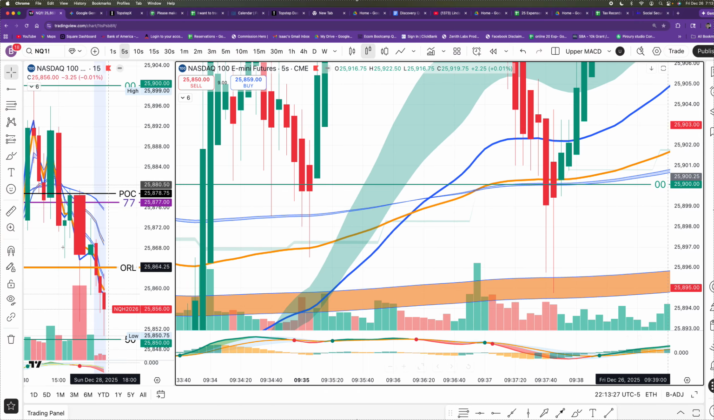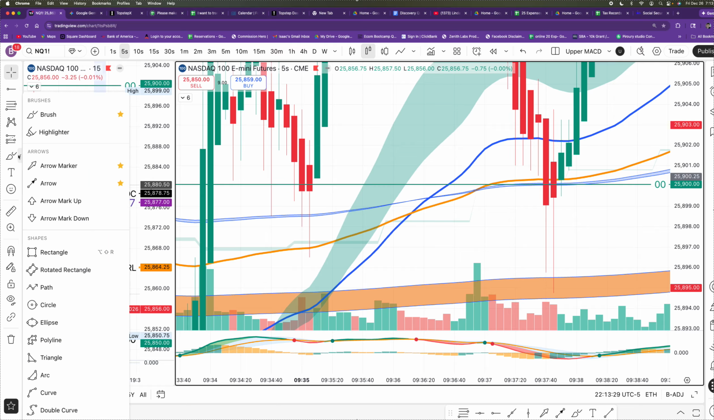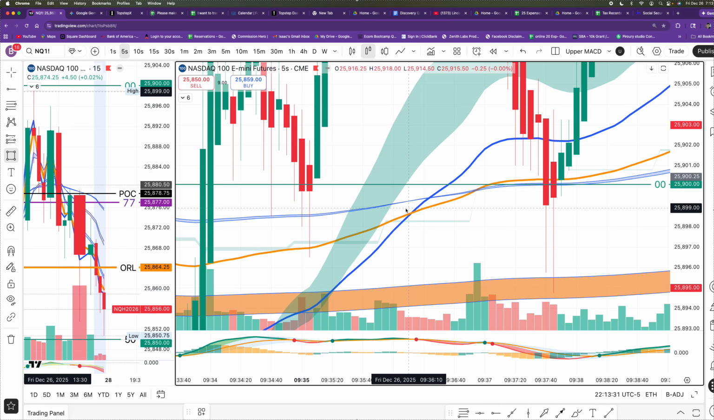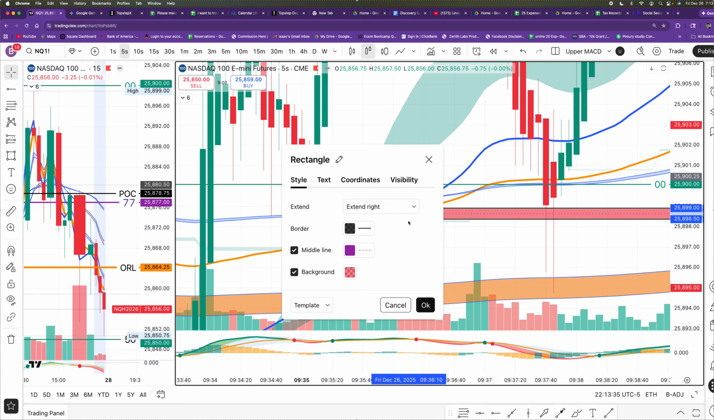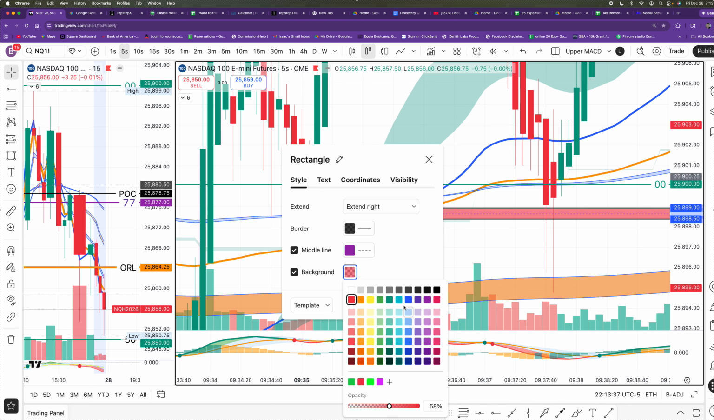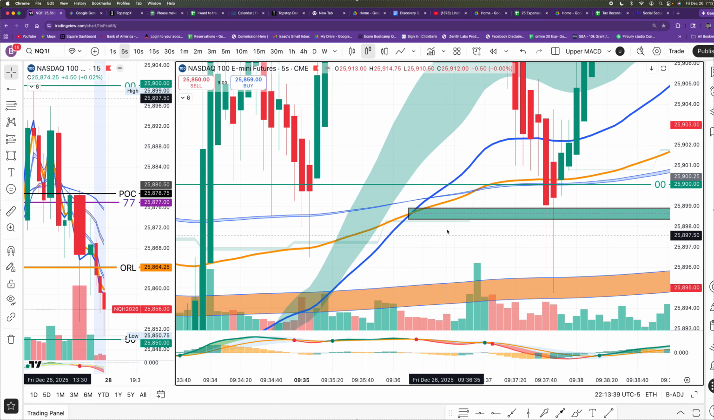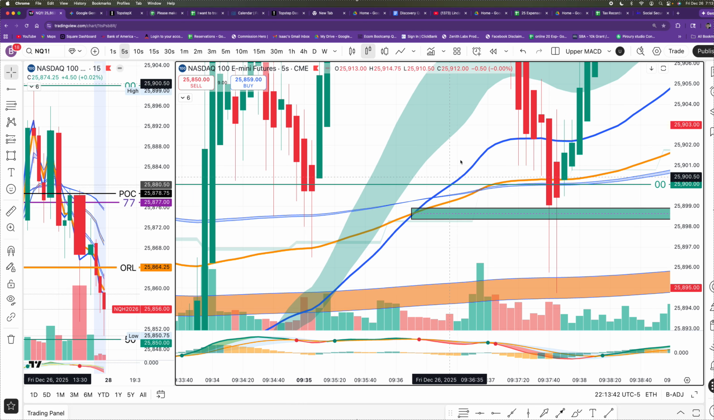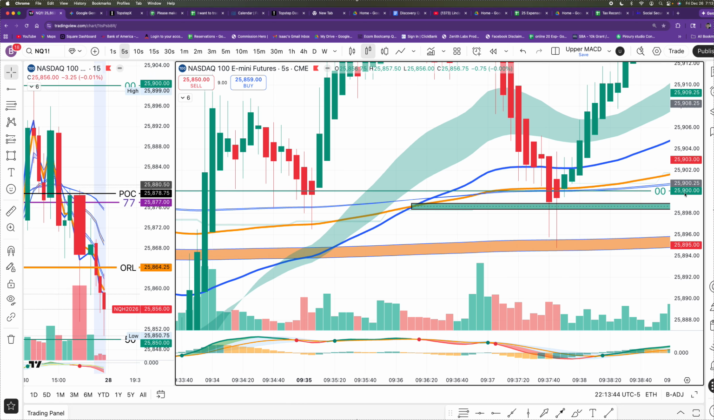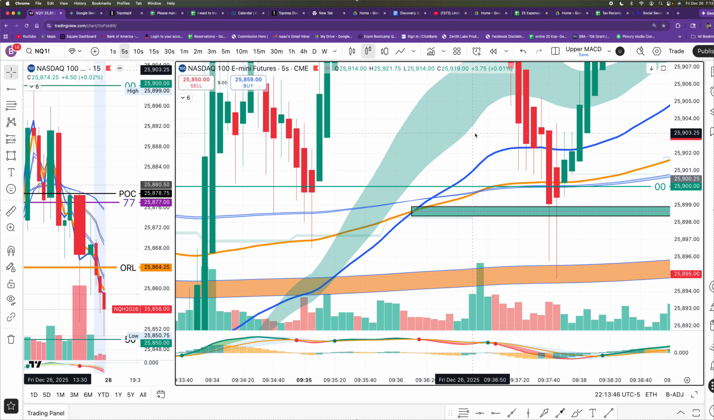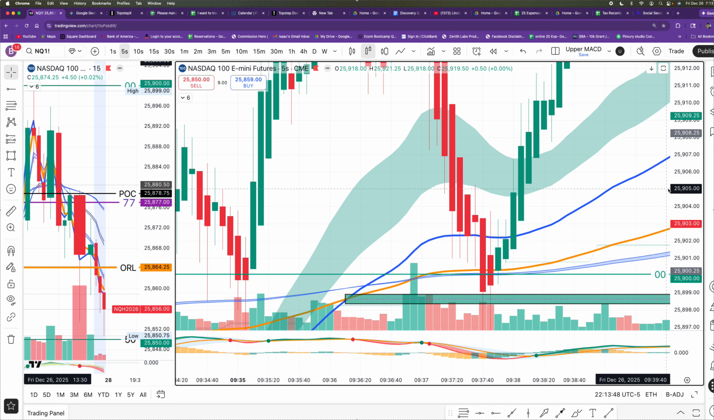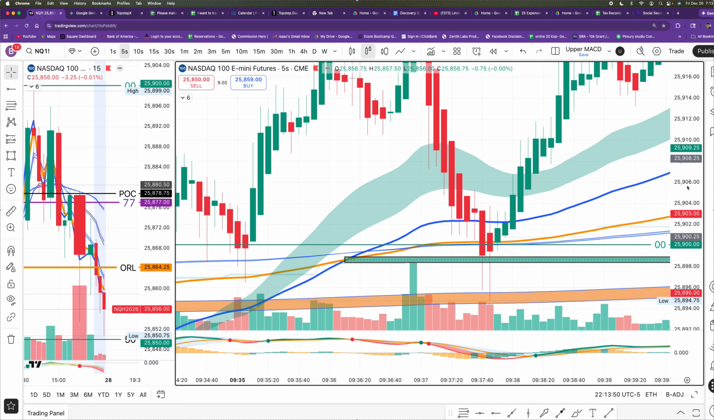So when they do happen, I recommend quickly putting a zone over it. And you can use a rectangle. And if it's a fast cross to the upside, just paint it green. That way you know that it's representing strength to the upside. So then what you're looking for is a back test of that level. And it can happen pretty quickly.